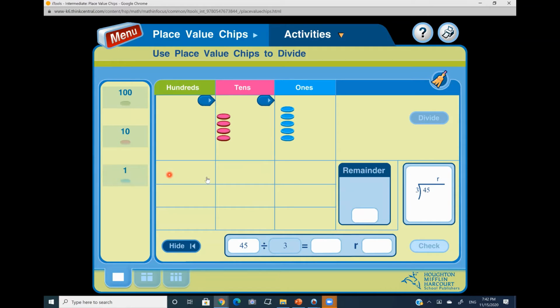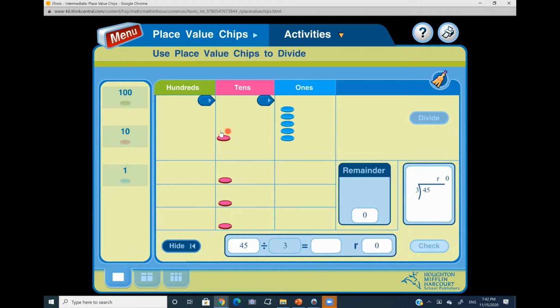Now, if you notice, this is group 1, group 2, group 3. Now we're going to start dividing. Always start in the tens, so 1 ten for this group, 1 ten for the second group, and 1 ten for the third group. If you notice, I can only give 1 ten to each group.